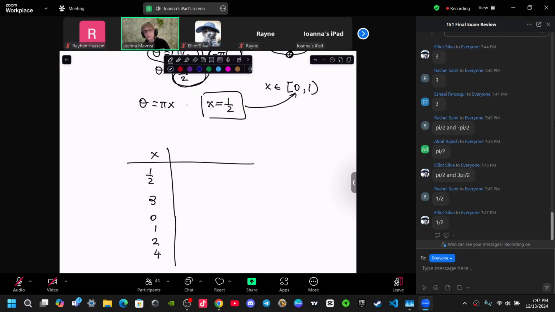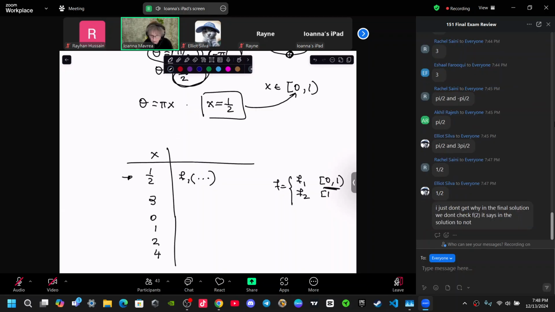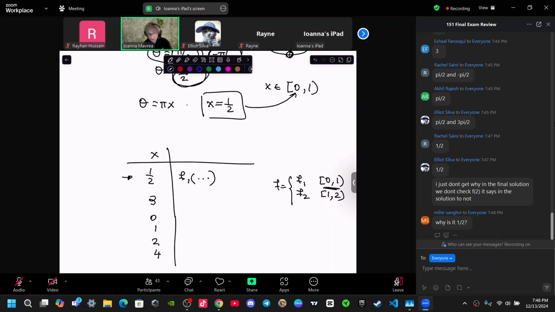So you'll say, okay, what do I plug in? I have 3 pieces. Well, you have the first piece, that's from 0 to 1. So if there is an x that's from 0 to 1, like this guy, you're going to have to use the first piece, right? Because the half belongs in this piece, right? The second piece goes from 1 to 2, excluding 2. So if you have a number from 1 to 2, like this number, you have to use the second piece, right?